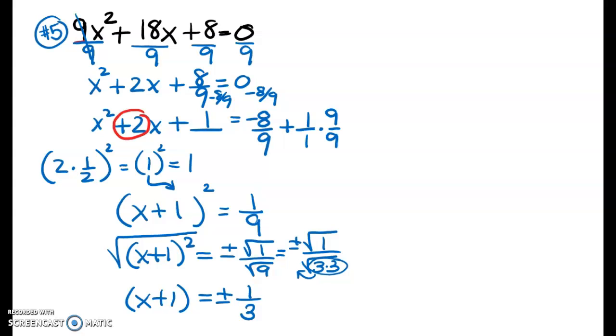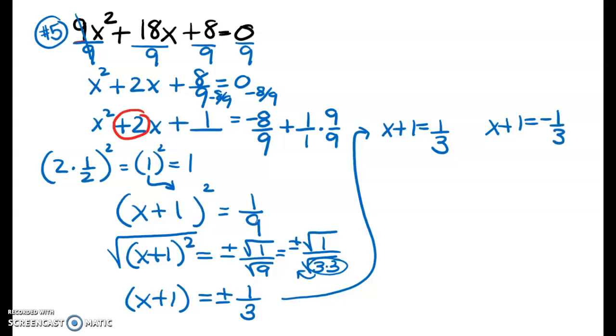So now I'm going to set up my two equations over here. I get x plus 1 equals positive 1/3. And x plus 1 equals negative 1/3. So now I'm going to subtract 1 from both sides of my equation.